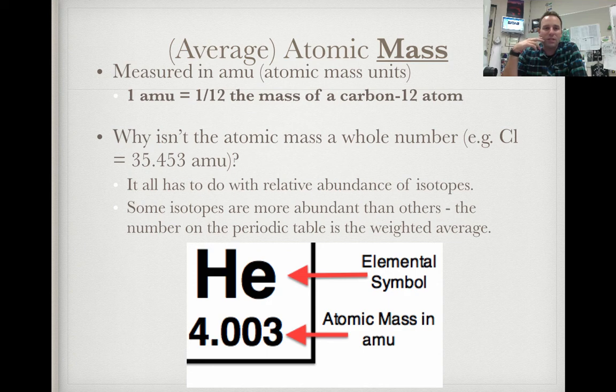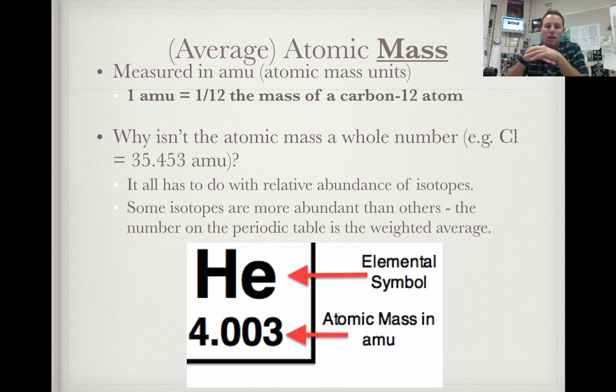Well, it's the average atomic mass, because not all atoms of the same element have the same number of neutrons. They can have different isotopes of themselves, right? So for example, carbon: there's carbon 12, carbon 13, and carbon 14, each one having a different number of neutrons.